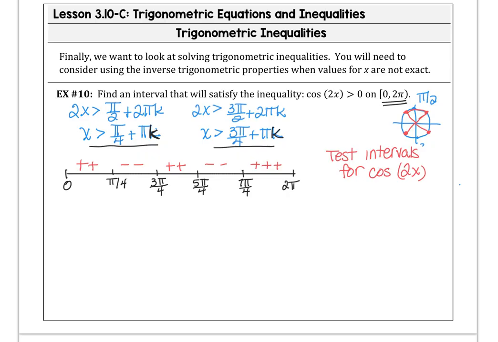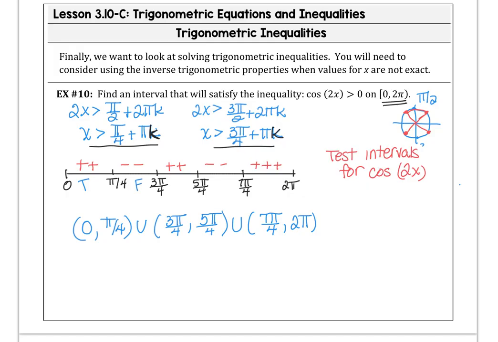So cosine of 2x is greater than 0 on 0 to pi over 4, and 3 pi over 4 to 5 pi over 4, and the last interval from 7 pi over 4 to 2 pi. So this was true, this was false, this was true, this was false, and this was true. So we have all of our solution intervals right there.